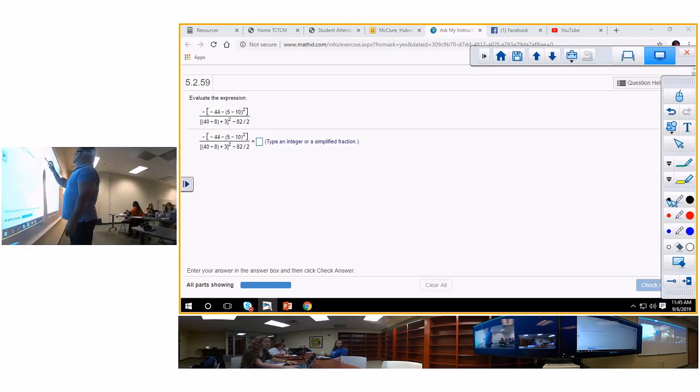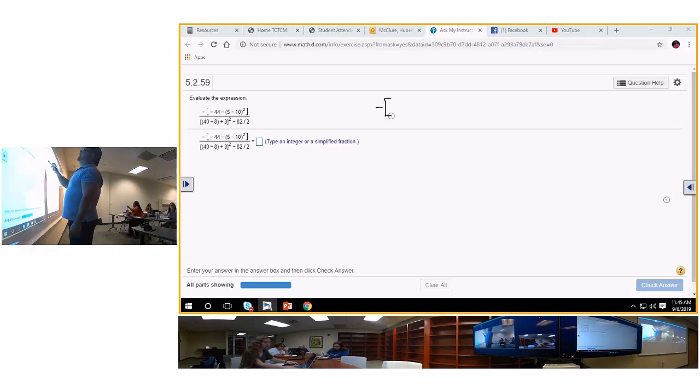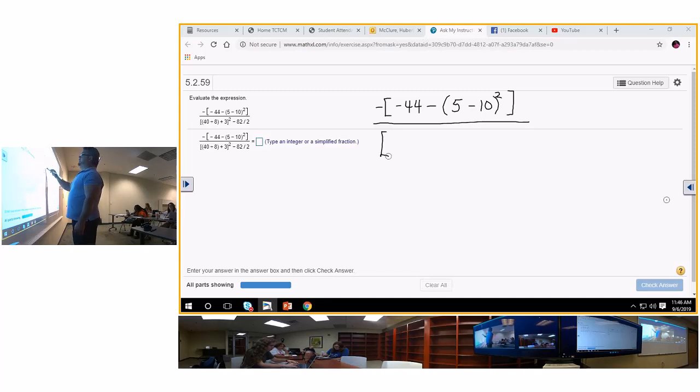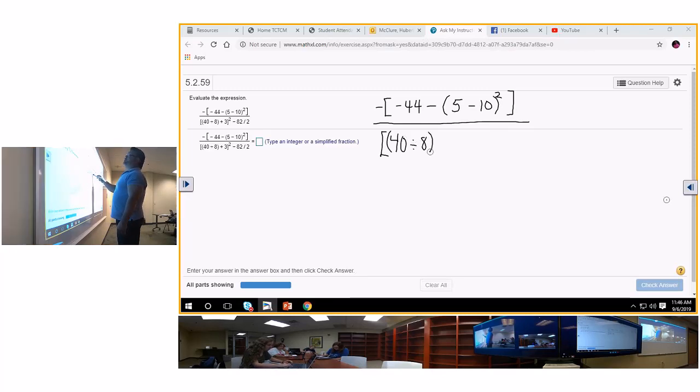So, what number is that? Bracket, negative 44 minus 5 minus 10, quantity squared, bracket, over, bracket, 40 divided by 8, plus 3, bracket, squared, minus 82 over 2.